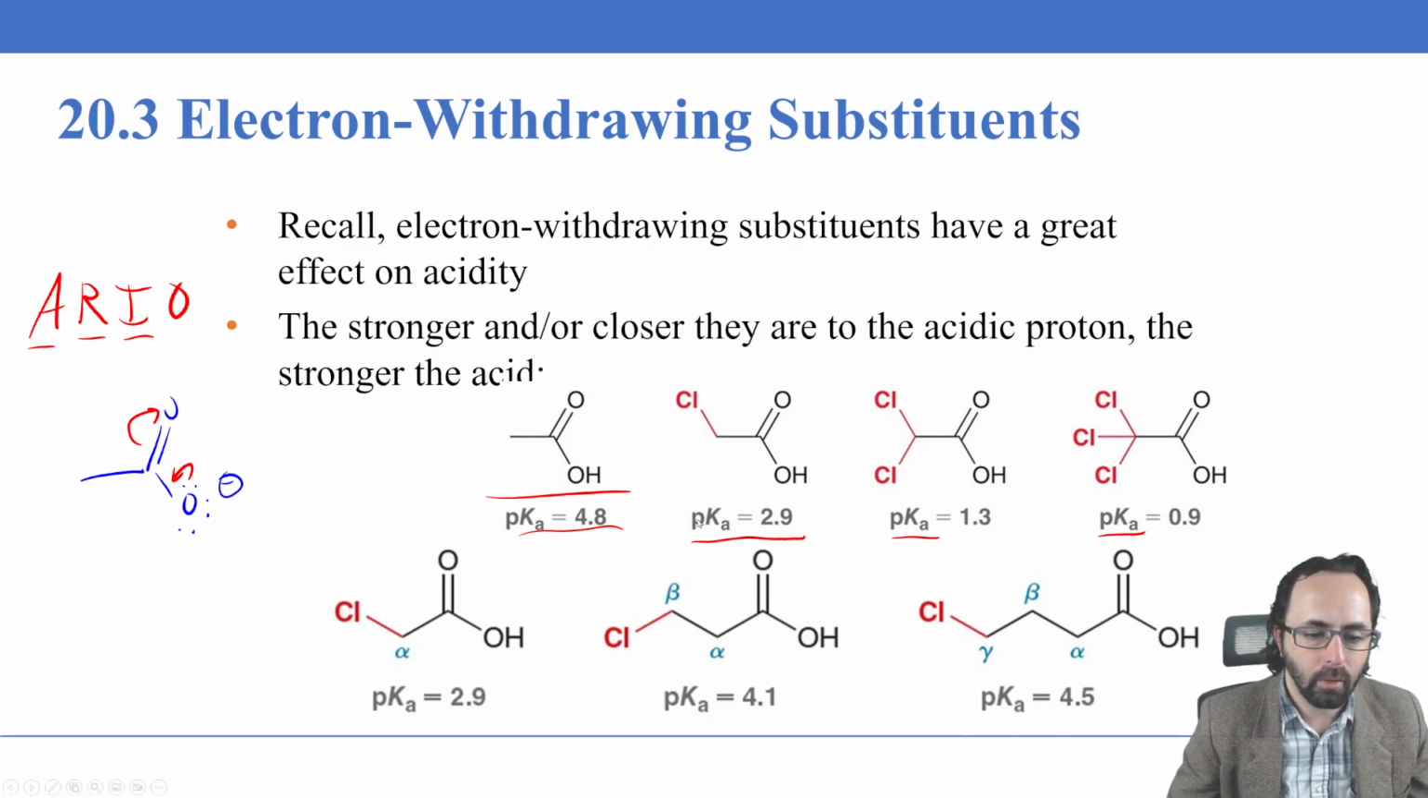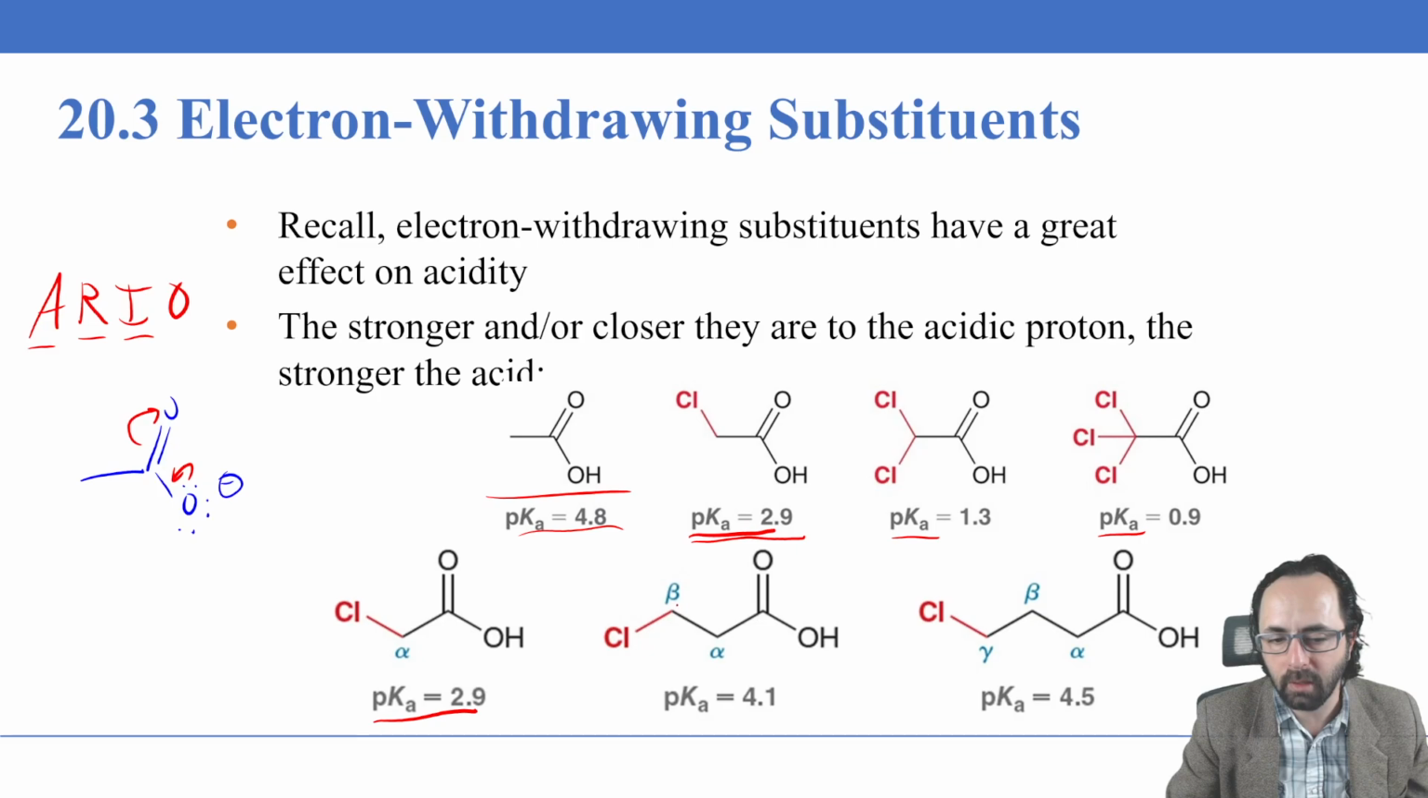Now, notice that if the chlorine is at the alpha carbon, the inductive effect is quite strong, and the inductive effect quickly drops off as it goes to further and further away carbons. If the electron withdrawing group is not at the alpha carbon right next to the carbonyl, but at the beta carbon, then that effect will be decreased significantly. If it's at a gamma carbon, it's almost completely gone because the pKa without any electron withdrawing group was 4.8 to begin with, and adding the chlorine at the gamma carbon only decreases it to 4.5.